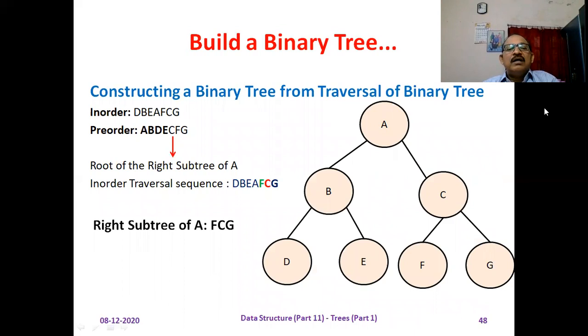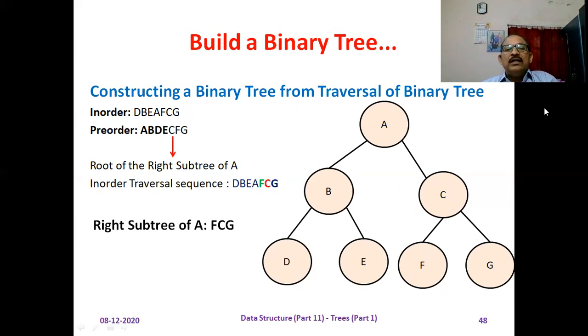Because these nodes are in the left subtree of A. Now, we are focusing on the right subtree of A. Here you can see what are the nodes: F, C, G. In F, C, G, C appears first in the pre-order traversal sequence.